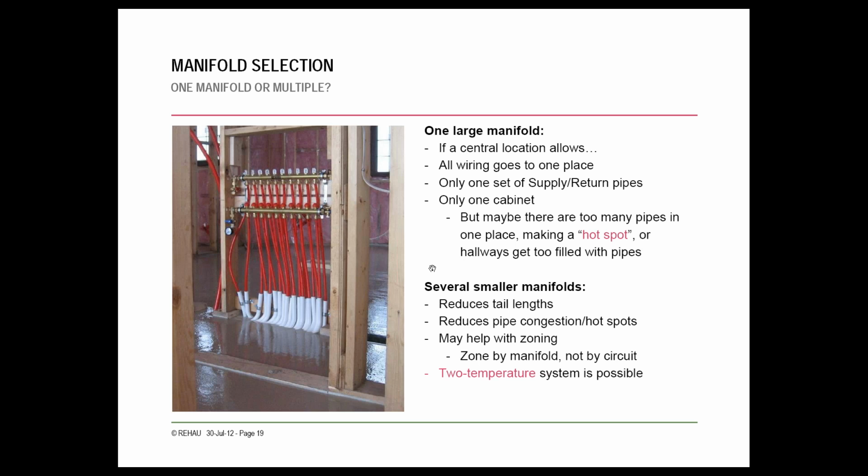Again, in terms of manifolds, I mentioned before, this is getting a little duplicated, but based on one central manifold versus several smaller manifolds, it's going to reduce the length of the pipe that you need to get to certain areas of the house, and could also reduce your overall tube requirement if you go with smaller manifolds, but then you are purchasing more manifolds. So in general, more manifolds will have a slightly higher material cost and a lower installed cost, if that makes sense.